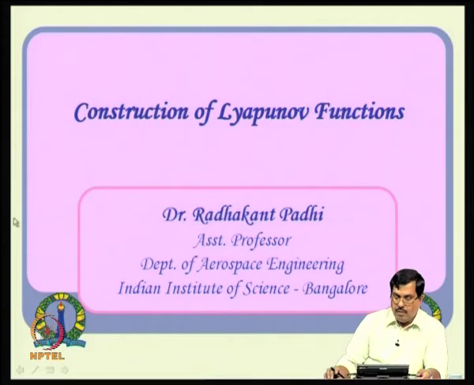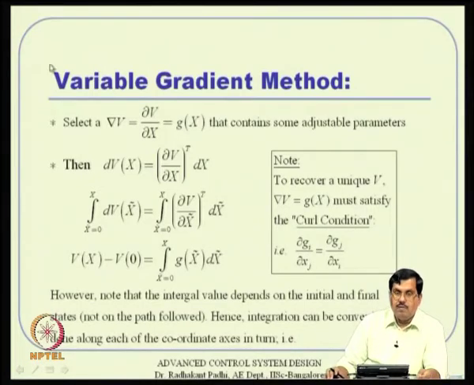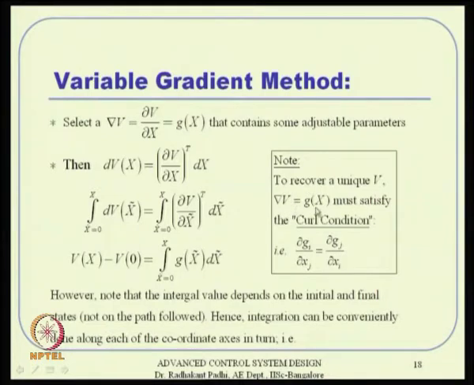So, because of that we studied some ideas for constructing Lyapunov functions, and one of the ideas happens to be the variable gradient method, where you do not select the V, but you select a gradient vector del V by del x. And once you select a gradient vector del V by del x, we will be able to solve for V from that expression, integrating one component direction at a time. But the point here is this g of x must satisfy some sort of a curl condition. That means, if I take del g by del x, that matrix needs to be symmetric.